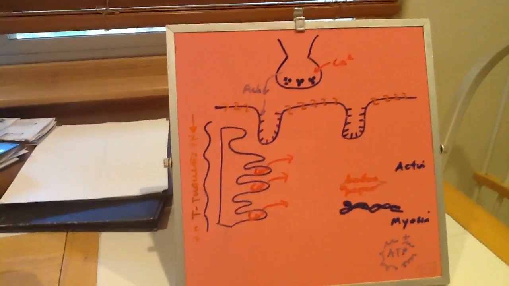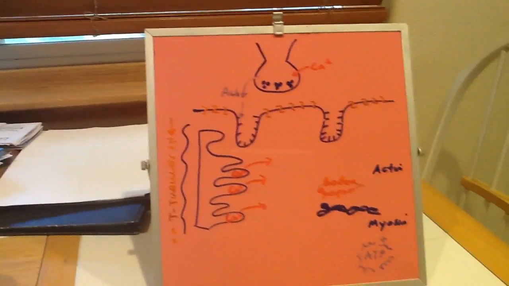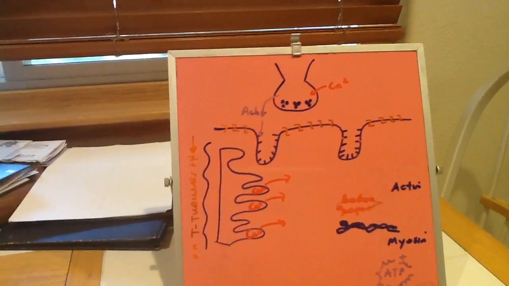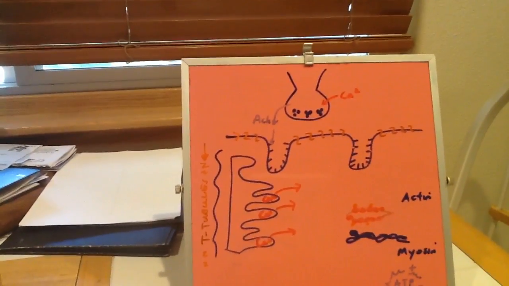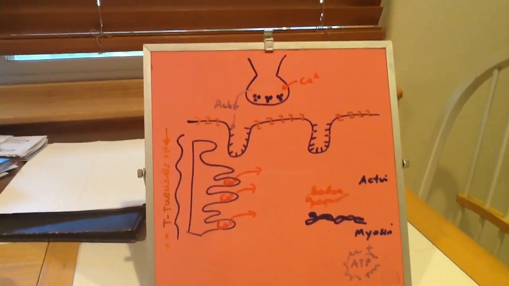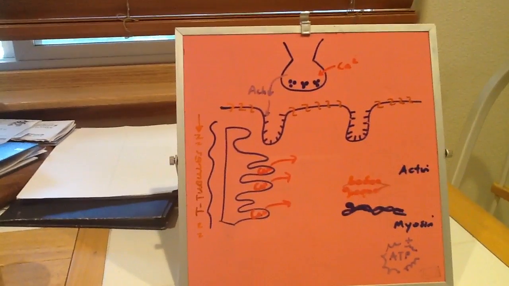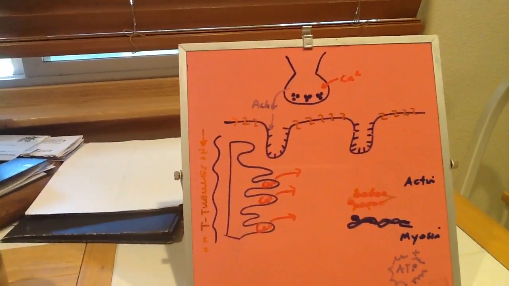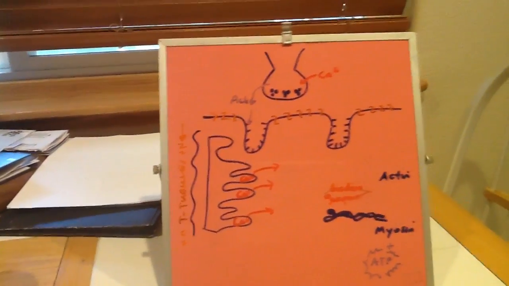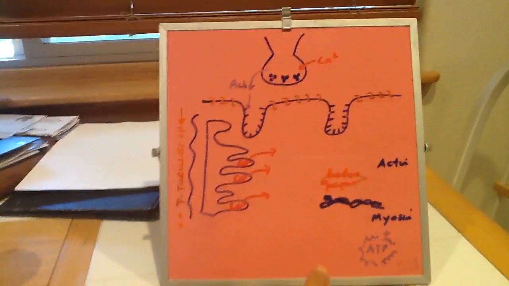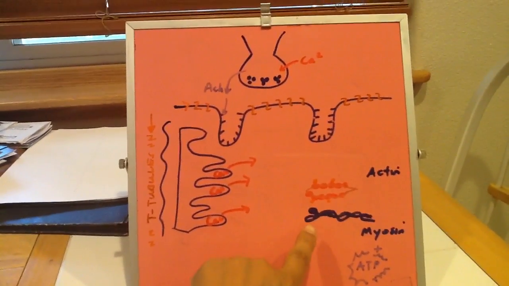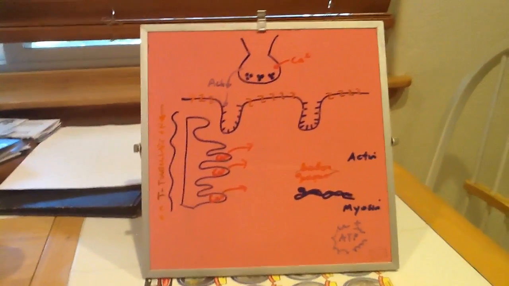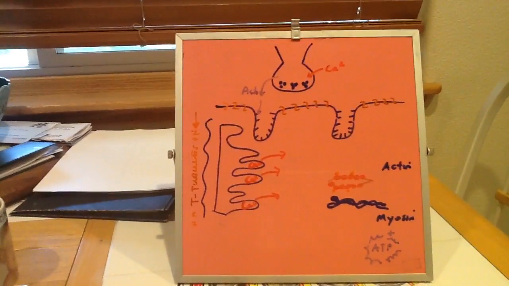ATP is actually used and broken down to ADP and phosphate to use with the myosin. The myosin will use that energy, the ATP, to cock its head, and the myosin will use that to bind to the actin to form a cross bridge. So the heads on the myosin will cock up and attach to the actin, forming a cross bridge.